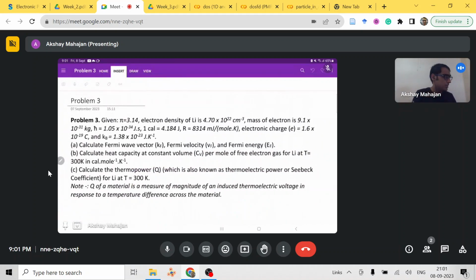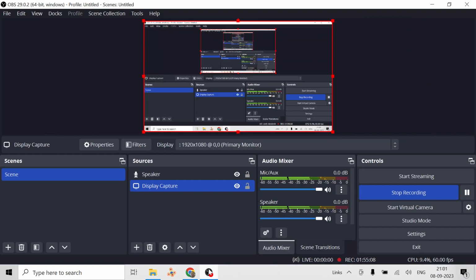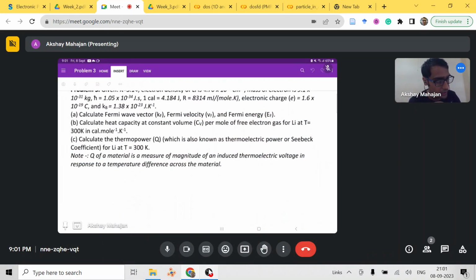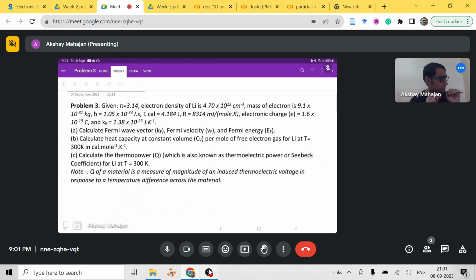Now problem number 3 is a numerical problem. So let's see the time. I guess I don't have enough time now. So I guess we can only do this problem number 3 now, and the next problem we have to do in the coming session.